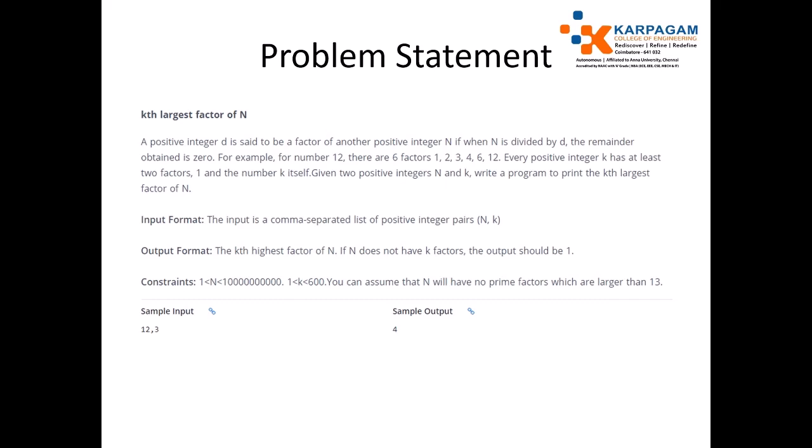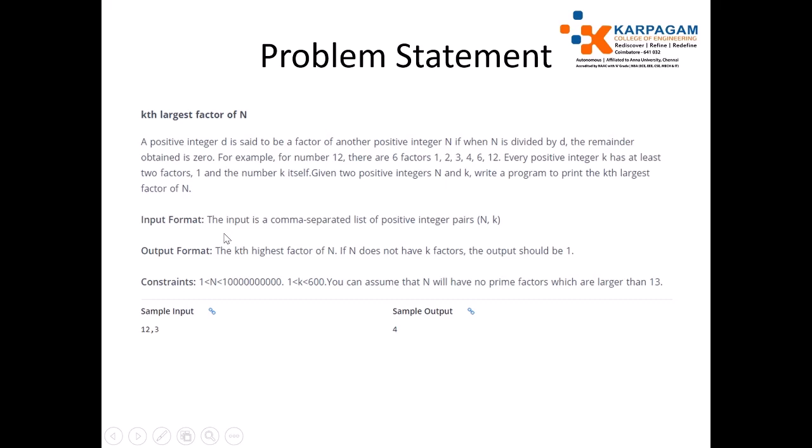Read the problem statement. A positive integer d is said to be a factor of another positive integer n if, when n is divided by d, the remainder obtained is 0. For example, for number 12, there are 6 factors: 1, 2, 3, 4, 6 and 12. Every positive integer k has at least 2 factors, 1 and the number k itself. Given two positive integers n and k, write a program to print the kth largest factor of n.